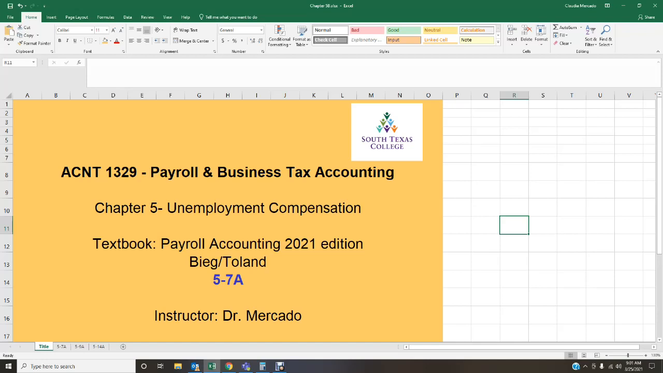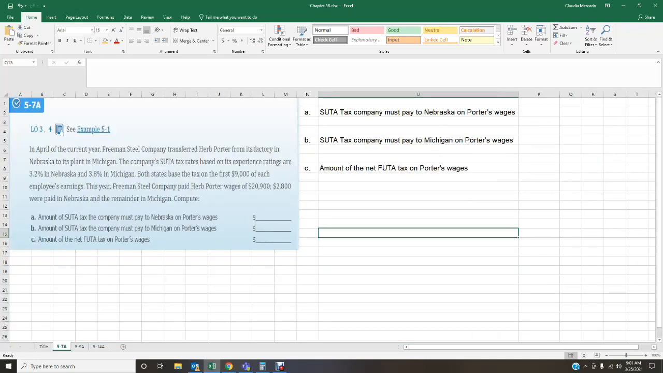So I'm going to dive right into problem solving. This is the second week we're covering, like I mentioned earlier. So by now we should be familiar with some of the content in Chapter 5. I'm going to dive into the first problem, which is problem 5-7A. You'll be seeing this on your homework.